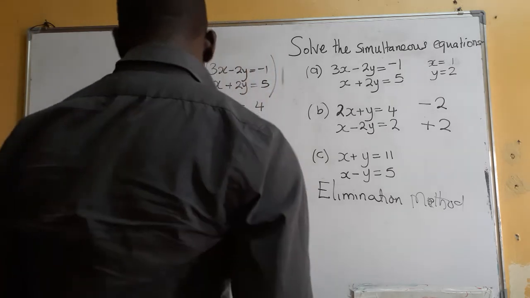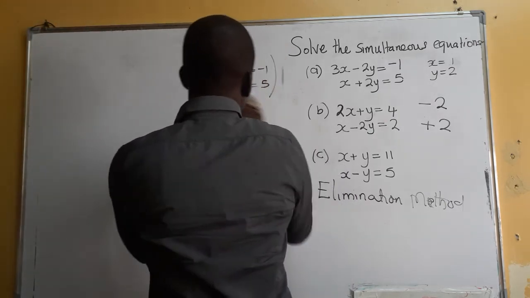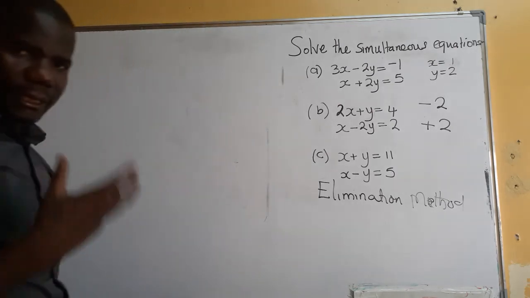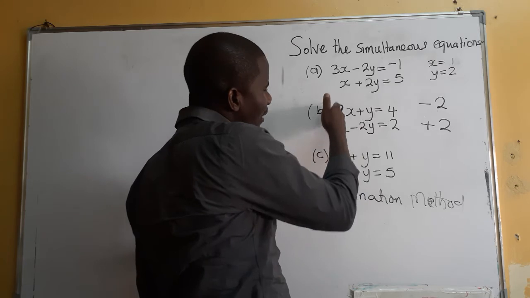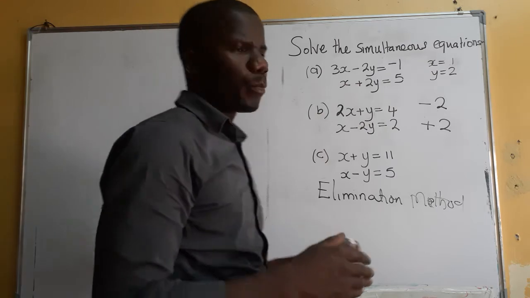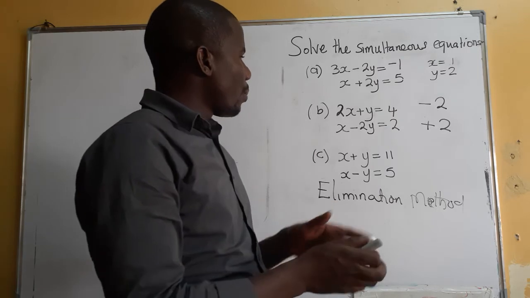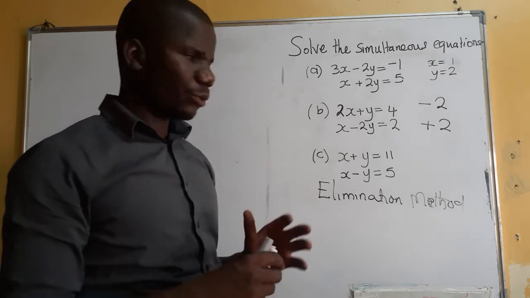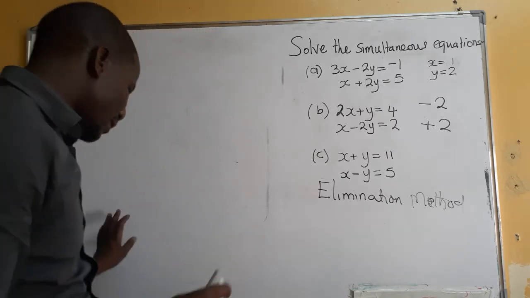Alright? So now, let me take you to the second question. When you look at the second question, I want you to pay particular attention. x doesn't have the same coefficient, y does not have the same coefficient. So it is your duty and my duty to make sure that we work it out in such a manner that one of these variables, the one that we want to eliminate, should have the same coefficient. I hope that is very clear.